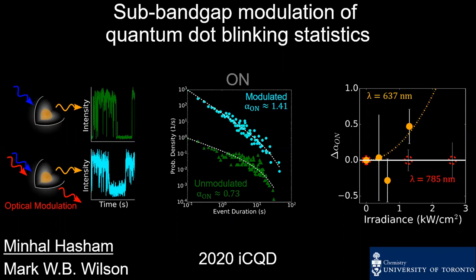And today I wanted to talk to you about the recent work I've just completed, where we've used sub-bandgap modulation to alter the blinking statistics in quantum dots and modify their power law slopes.